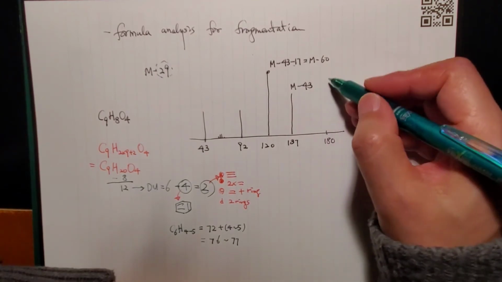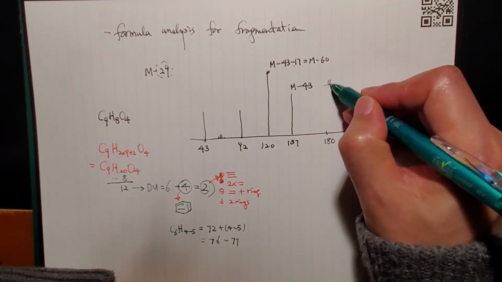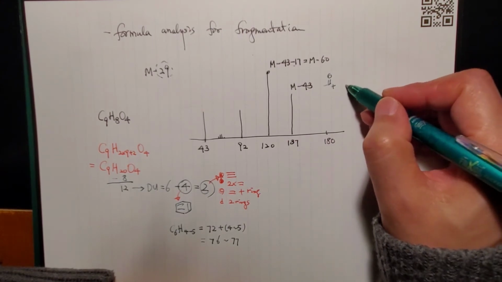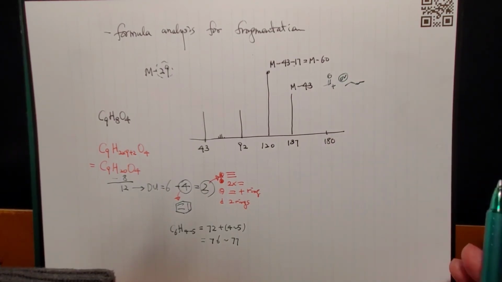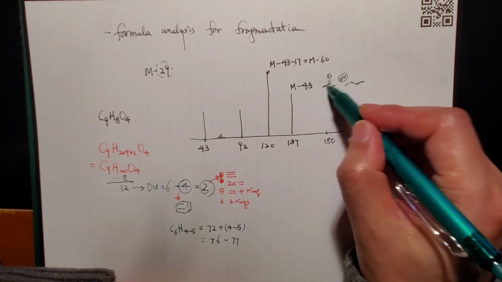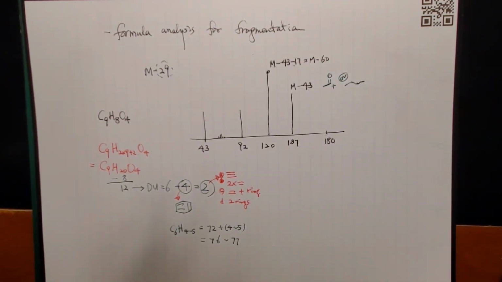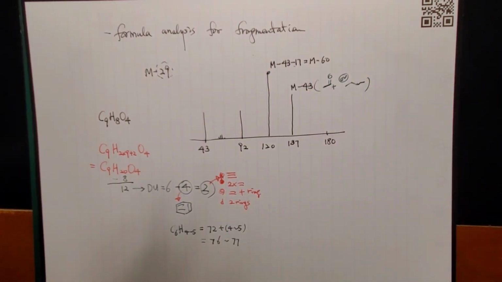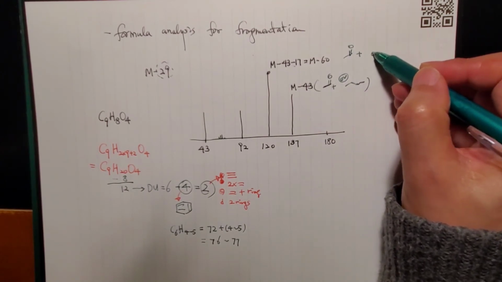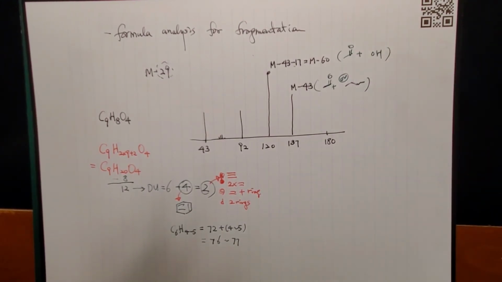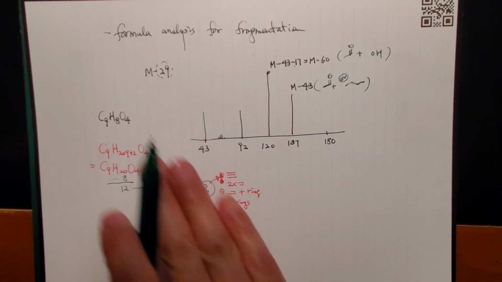And the loss of 43 could be this, or could be the propyl group. But since we have many oxygens, right, we need to consider that. We may have more chance to lose this one in the loss of 43. And loss of 60, here we lost probably this and OH, not benzene. So benzene is still here.